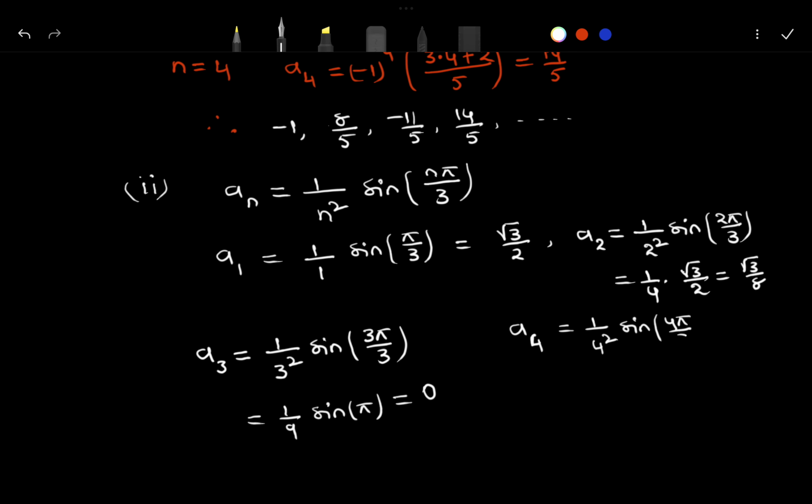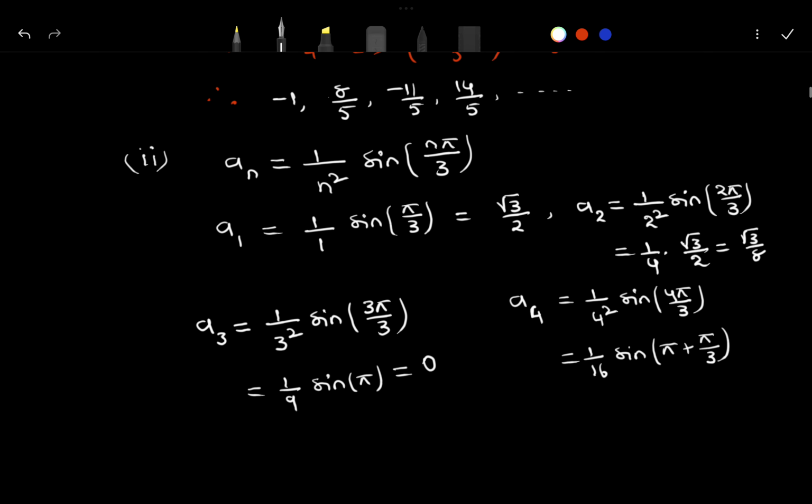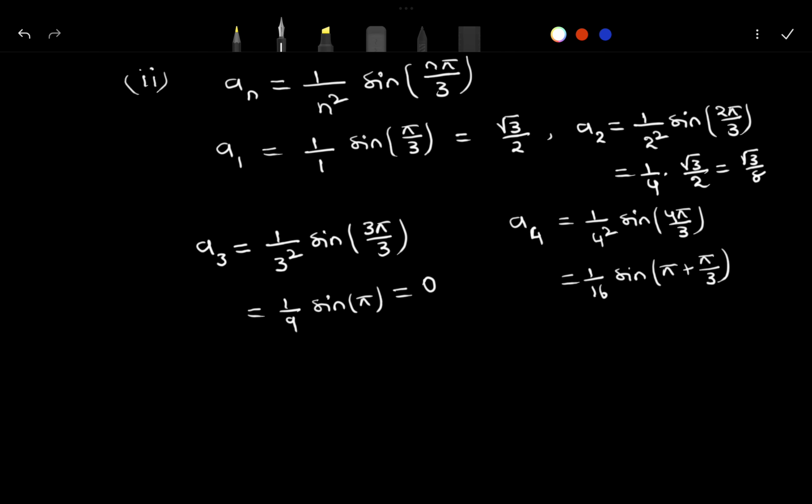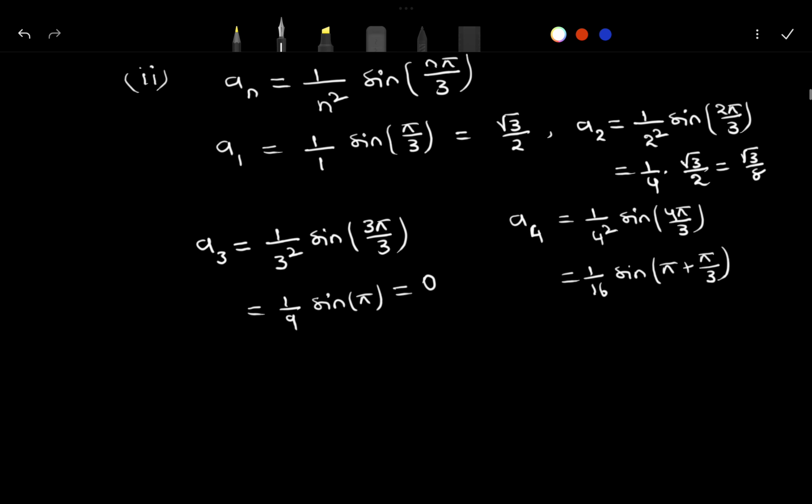Sine of 4 pi by 3. So now this value you can write as 1 by 16 into sine of pi plus pi by 3. You know sine of 180 plus theta will be equal to minus sine theta, because this one will be in the third quadrant. In the third quadrant sine will be negative. This value will be equal to 1 by 16 into minus sine pi by 3.